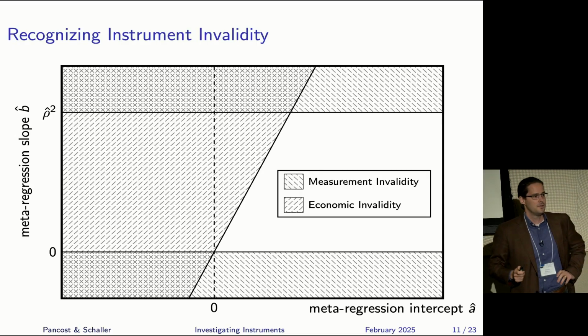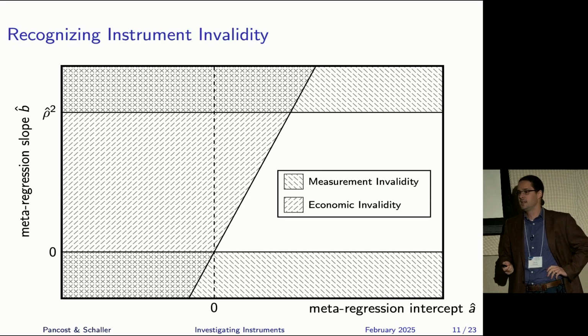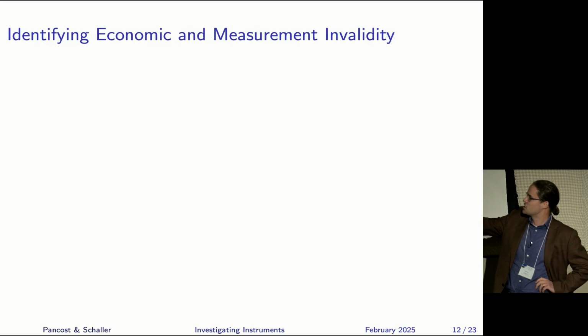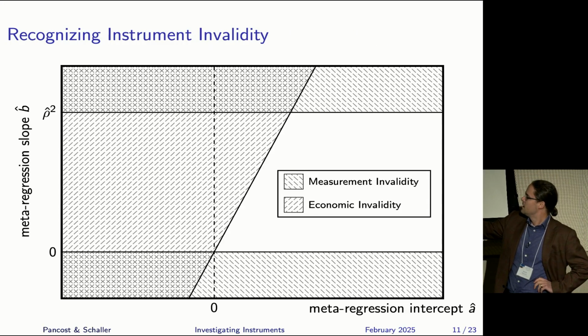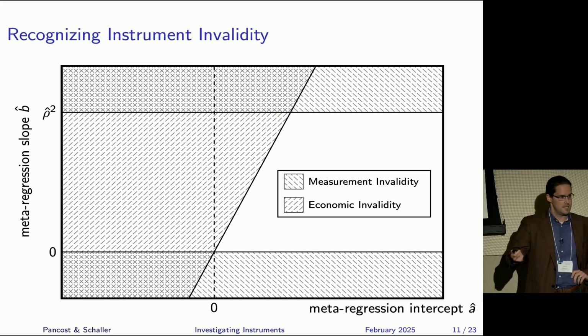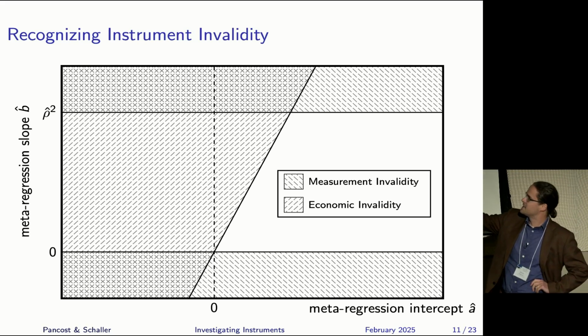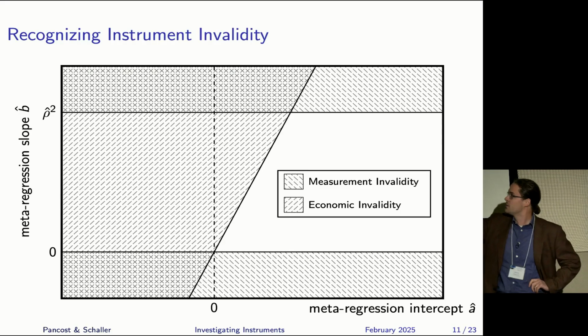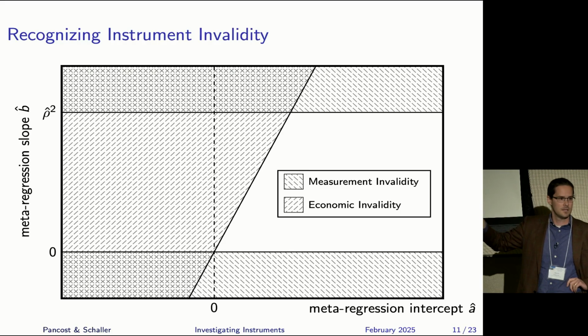Here's a picture that you can use to diagnose instrument invalidity, sometimes right out of the box. The x-axis is the intercept term for your meta-regression. That's something you can see in the data. You can estimate that. The y-axis is the slope. Okay? So your J regressions are a dot somewhere in this plane.